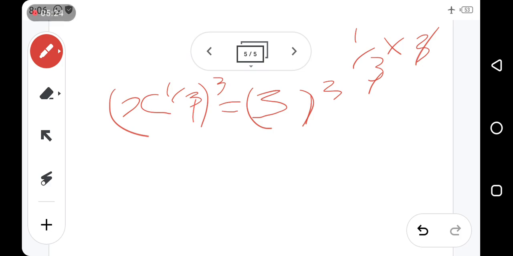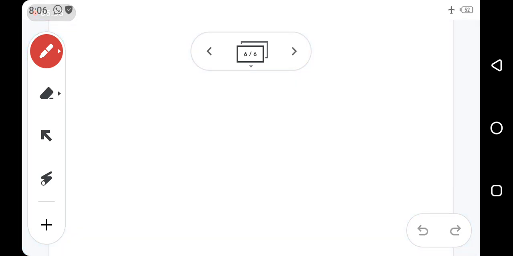So automatically this 3 here will cancel this 3. So that becomes your x. So your 3 raised to the power of 3 is 27. Okay, let me take a little bit more complex example.